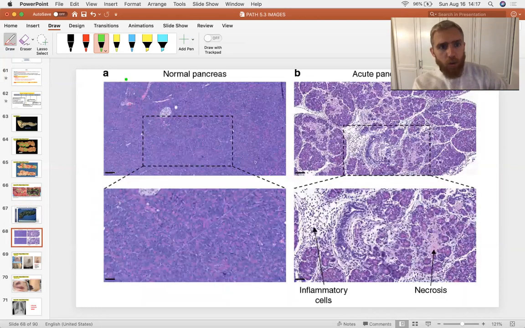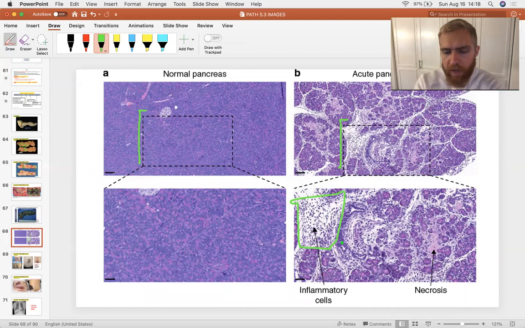Here's a histological look at a normal pancreas versus acute pancreatitis. Notice the extreme degree of interstitial fibrosity with that immune cell infiltrate. You can't tell at this low mag if those are neutrophils or lymphocytes, but you've got to assume that they're neutrophils, I suppose. And then there's some slight coagulative necrosis going on over here.